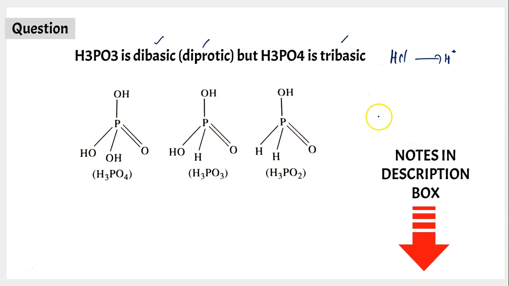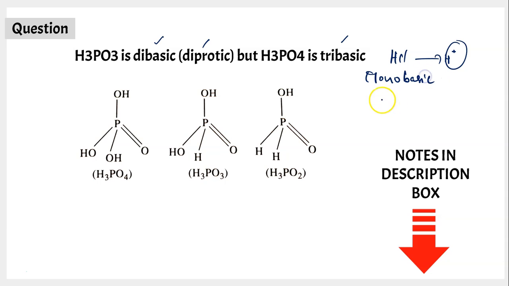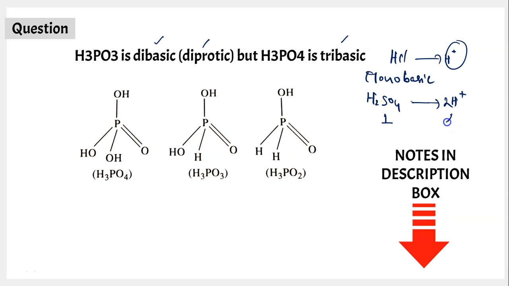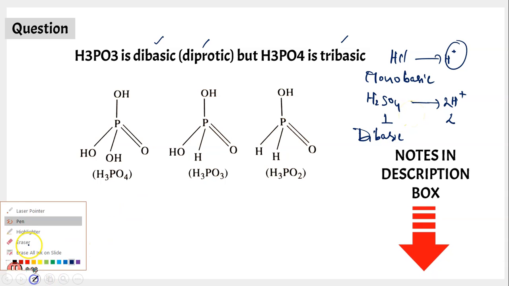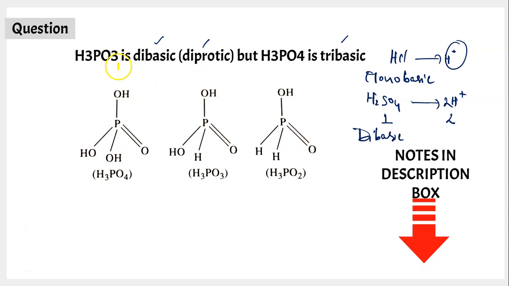Say for example, you're talking about HCl. 1 mole of HCl after dissociation can furnish 1 mole of H plus ions. So HCl is a monobasic acid by nature, or you can also call it a monoprotic acid. And when you look at H2SO4, on complete ionization it gives 2 moles of H plus ions. Because 1 mole of acid gives 2 moles of H plus ions, H2SO4 is called a dibasic or diprotic acid. So in the question, they are already stating that H3PO3 is dibasic and H3PO4 is tribasic, and they are asking you for the reason.